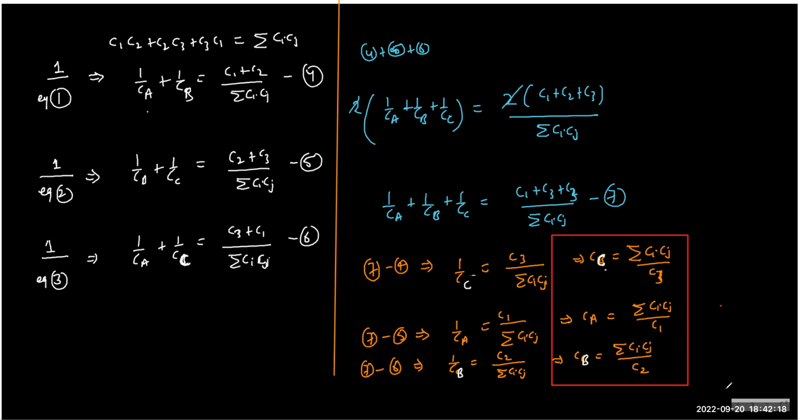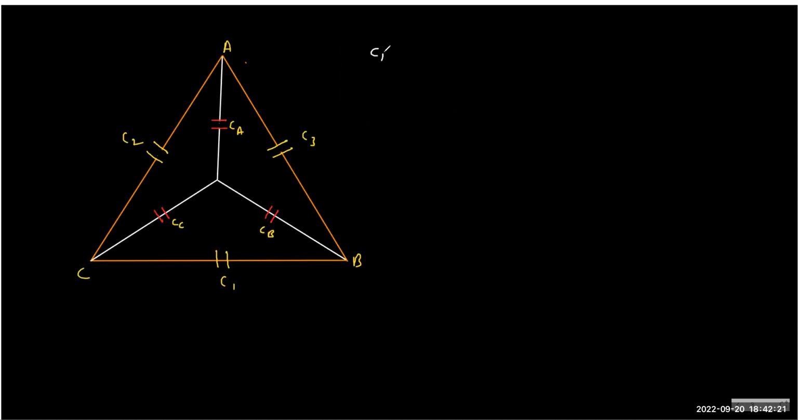So how to remove the answer? So 4 we can write as CA, we can directly write as summation of all. And in the denominator, what will come? C1. And no need to go back to the formula, you can get it from here. For CB, what is the answer? Summation CiCj by C2. And then CC is summation CiCj by C3. So I hope this is clear. Yes. Okay.